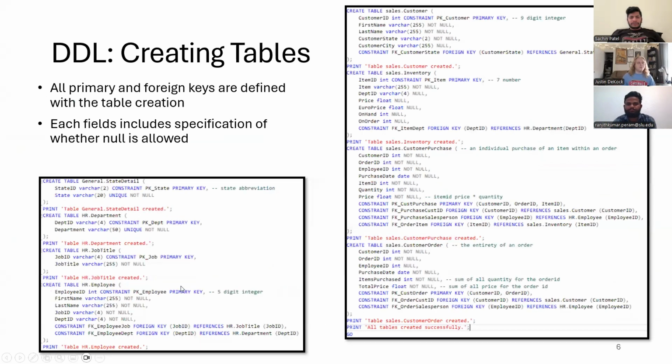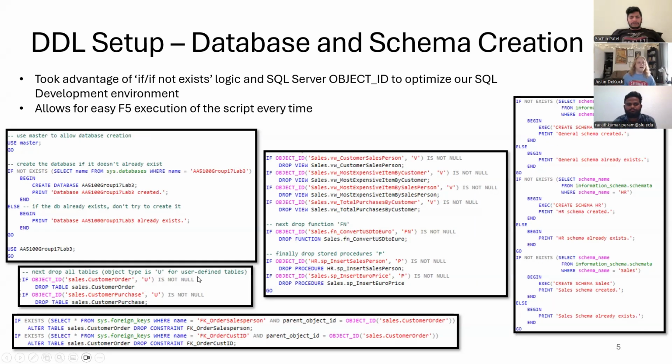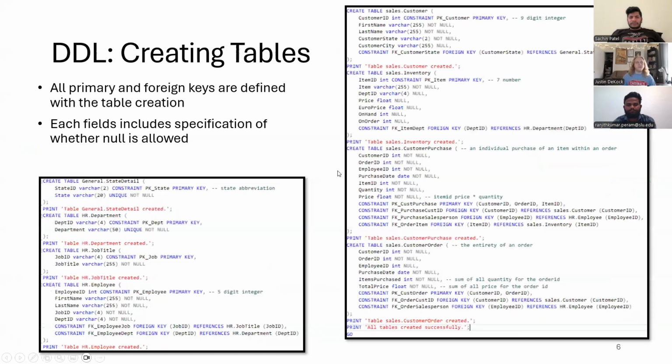And then same idea here. There's several of these, and they drop the tables we've already created. Same thing for all of our constraints, so mostly keys. And then this is our views and functions. And then over here, this is where we use if not exists, the same way as we do with the database, to create our three different schemas.